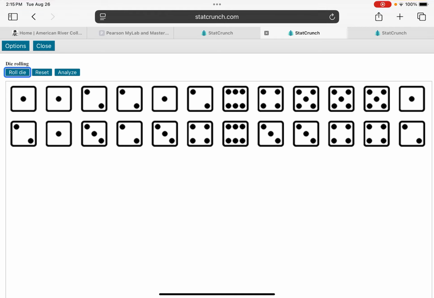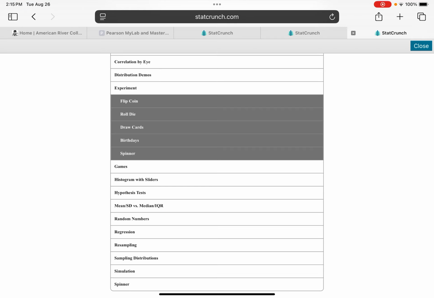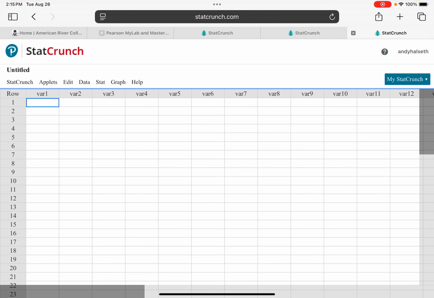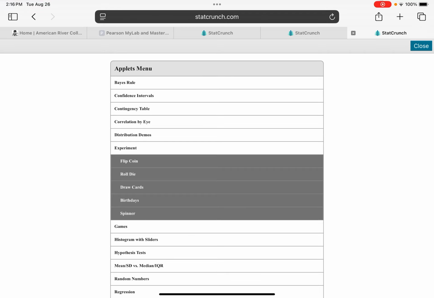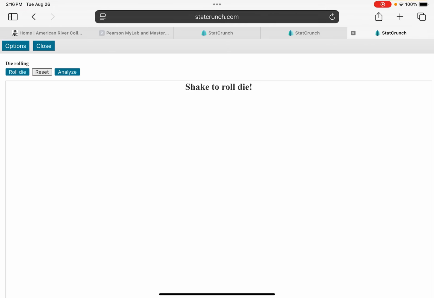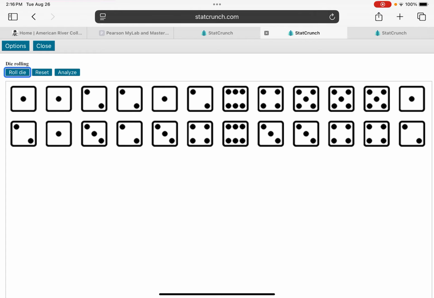So in StatCrunch, you can actually go to, let's see, let's close that. If you're on a main StatCrunch page, if you click on applets, right, the applet menu, you'll see an experiment, and one of those is roll die, right? So right there, you can see that there's a roll die, and then that'll shake to roll dice, okay? And then you can roll a die a bunch of times. Even has a little sound effect, okay? But I already did 24 of them to get things going. So let's finish this off.